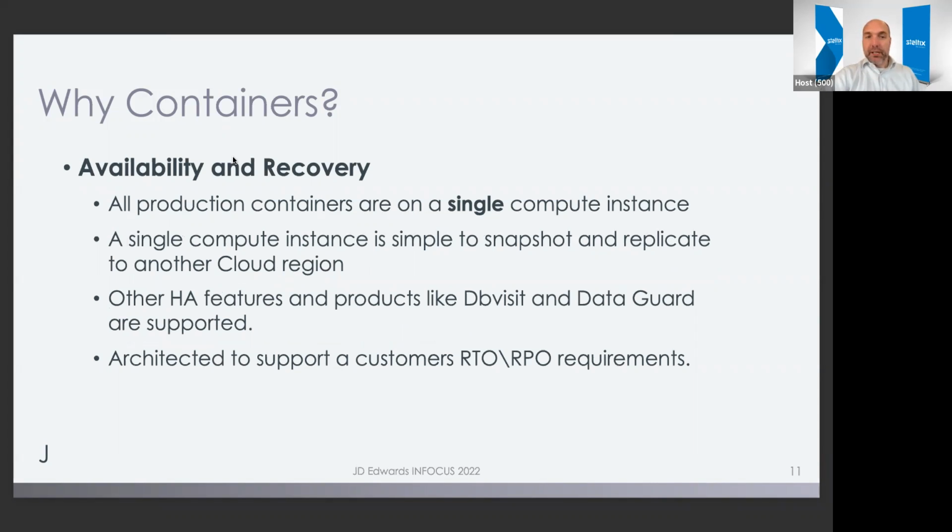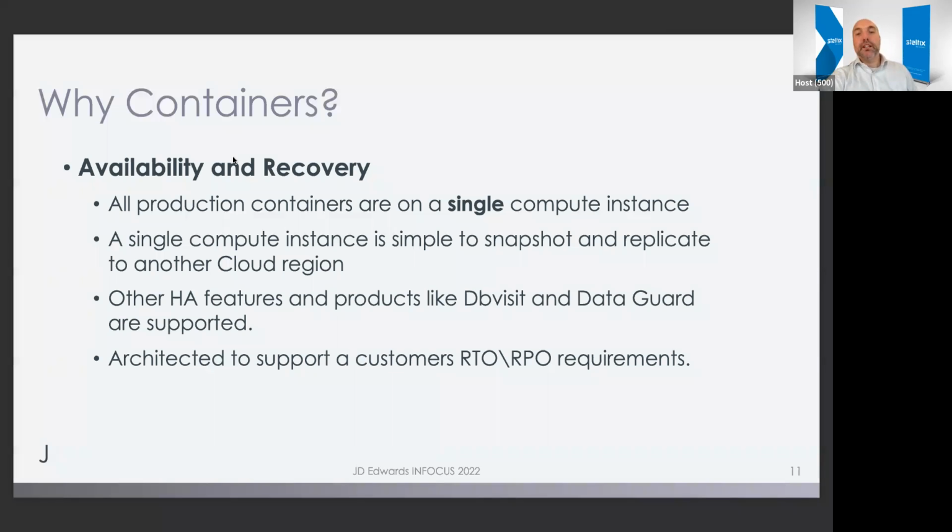The same thing for availability and recovery. Because we put down one big compute instance, and I'll be showing you a bit how it actually looks. On that compute instance, all the containers for production are there. That means your enterprise server containers, your web containers, your server manager, your database, and everything. So what we do in the cloud, you can just snapshot that and move to a different data center all at once, because it's just a single compute instance with everything in sync.